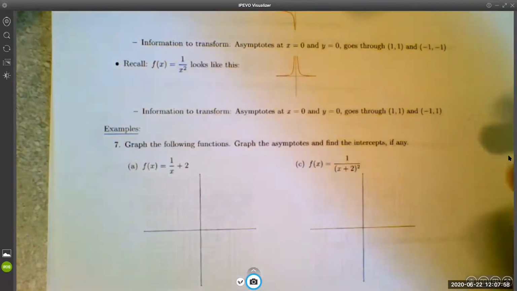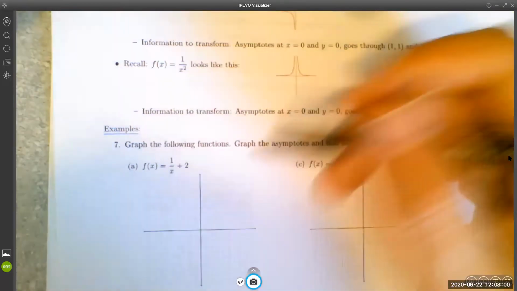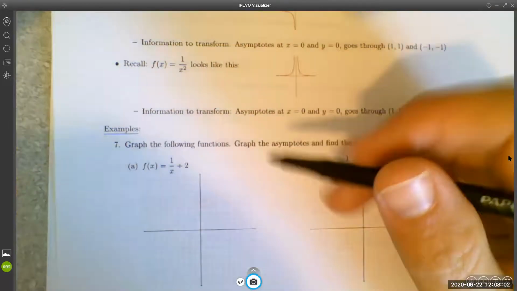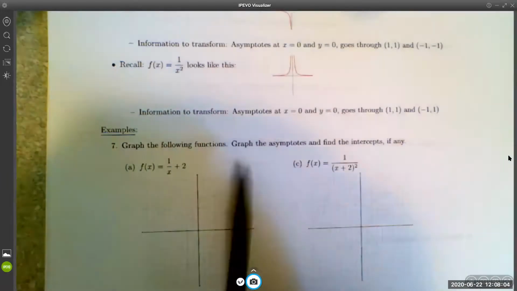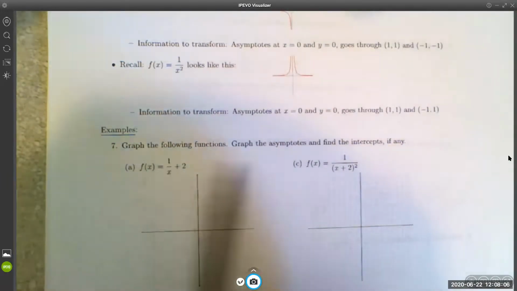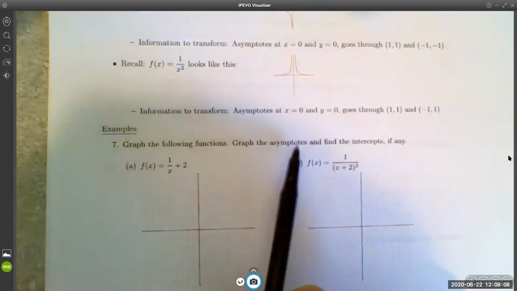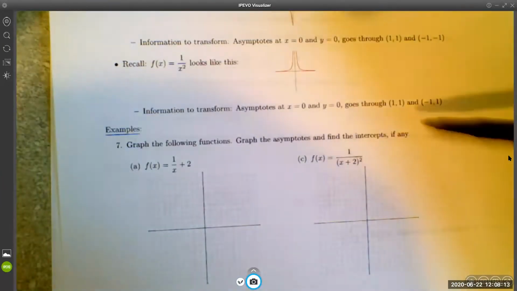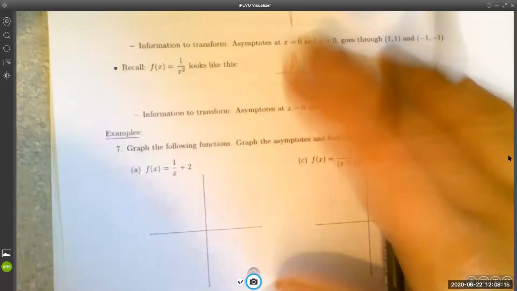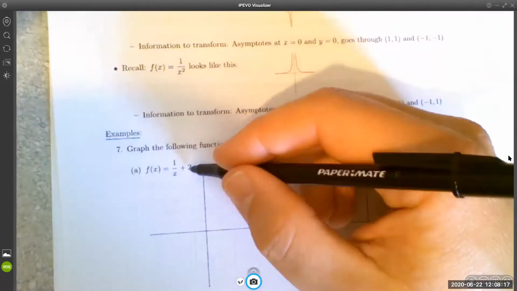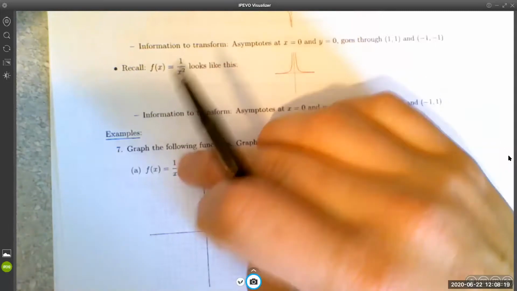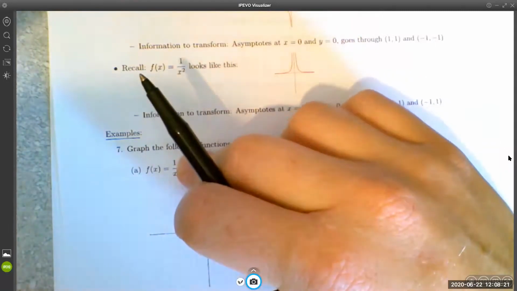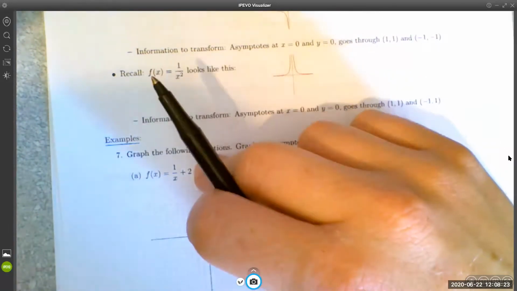Now let me give you some examples. Okay, so let's graph these functions, graph the asymptotes. We'll find the intercepts if they have any intercepts. So let's do 1 over x plus 2. This is the same as the function 1 over x, but it's been shifted up 2 units.